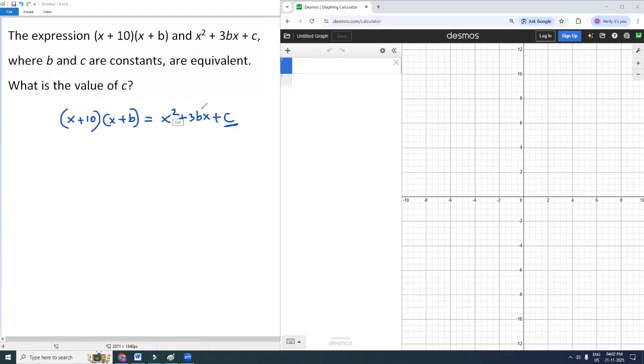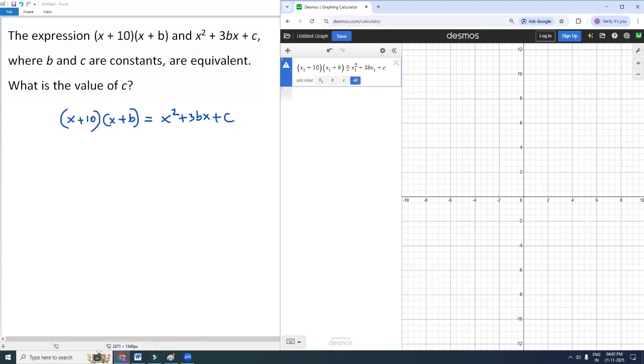In that case, when I take this equation in Desmos, for x I have to use x1, and for the equal sign I have to use a tilde sign. Okay, now let me take this equation in Desmos. For x I have to use x1: (x1 + 10)(x1 + b) = x1². Let me do it. Then we have 3 times b times x1 + c.